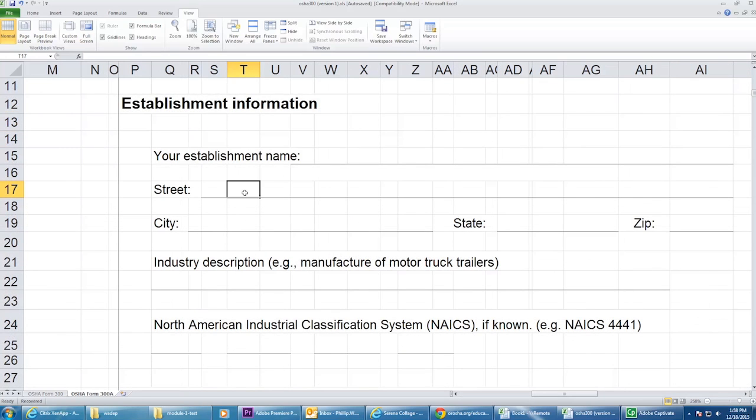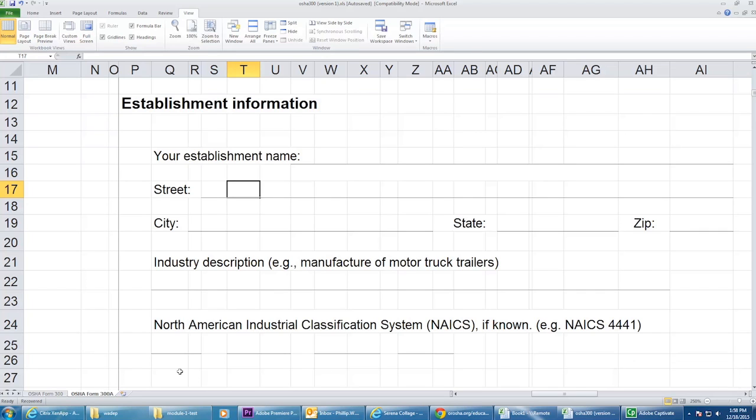So let's cover establishment information. Here we have the name of the company. This is where you are. Now this will be the street address of where this particular location is, not the headquarters of your company. So if there are multiple locations, there's a 300A summary that reflects each separate location. So the street and address, even if the name is different, needs to reflect that specific location.